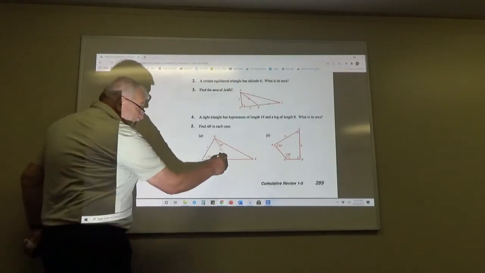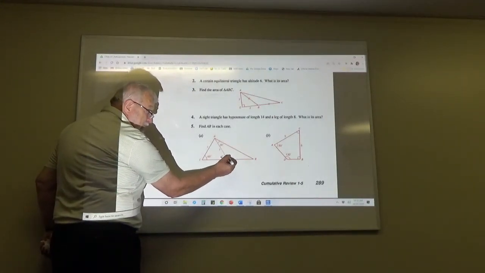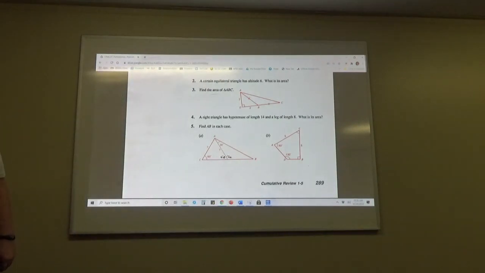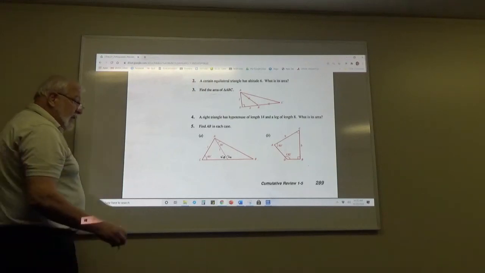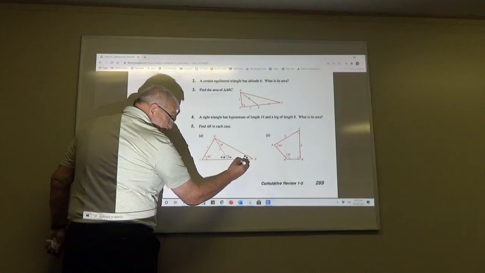Now, then what is this angle? Why is that 120? Because the two of them together make 180. Okay, and then what is B as an angle? It has to be 30. That makes this 7, doesn't it?